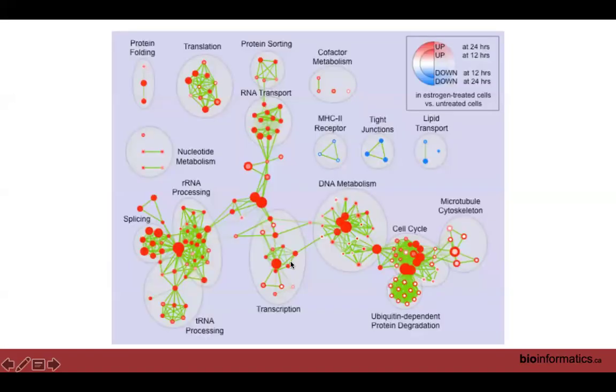It's the exact same network, but what you have to notice here is that now there are 2 colors represented. The inside of the node is the first time point, the 12-hour mark, and the outside of the node is 24. So we're basically overlaying 2 pieces of information on the exact same node. What this highlights are pathways that might be on at 12 hours and off at 24 hours, or vice versa, or just highlighting the difference. You can see down here the ubiquitin-dependent protein degradation: there's a clear difference between what's happening at 12 hours and what's happening at 24 hours.